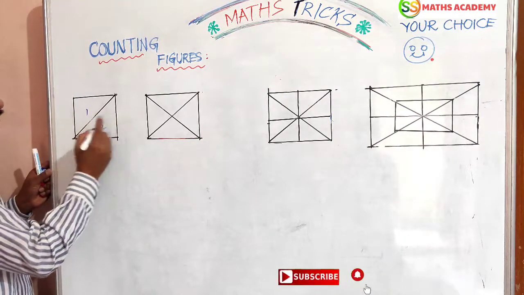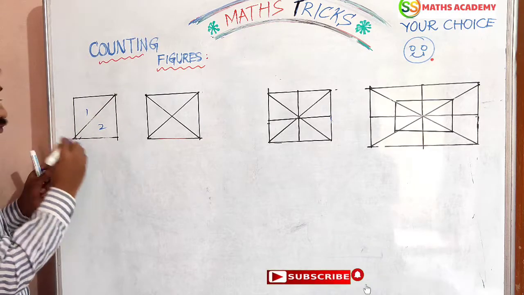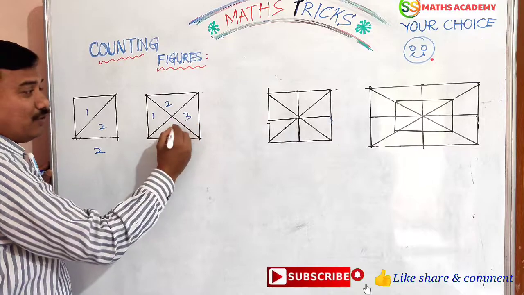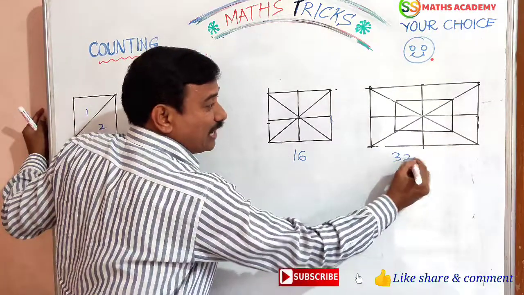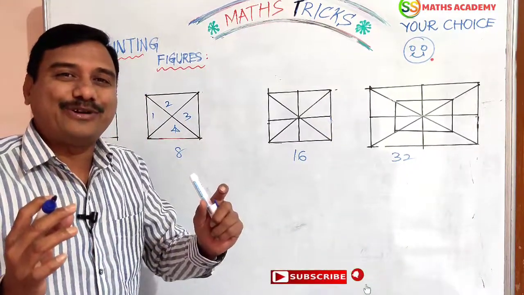Here this figure can be divided into one part only. Here two triangles are there, divided one time only, so we are getting two triangles. Here, dividing into parts, 1, 2, 3, 4 are there, 4 to 8. Here 16 triangles, here 32 triangles. How would I know these answers? I want to tell you a simple technique.